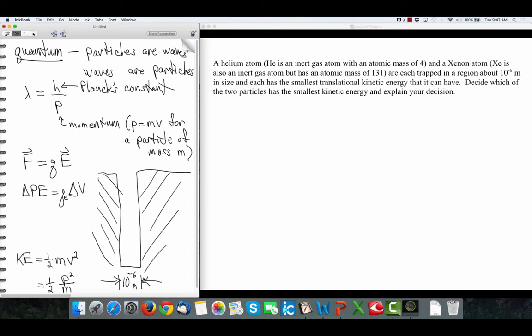The statement is that they each have the smallest translational kinetic energy that they can have. Kinetic energy, of course, has something to do with mv squared or p squared over m. Smallest kinetic energy tells you something that is useful for answering this question. I'll give you a few minutes to talk about it.